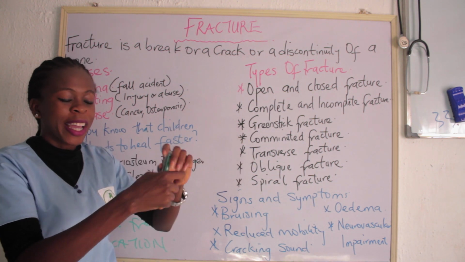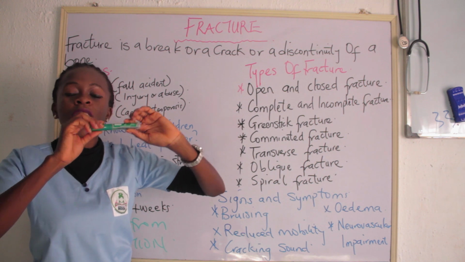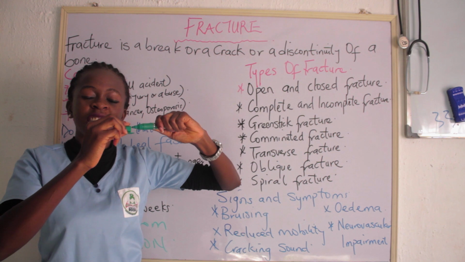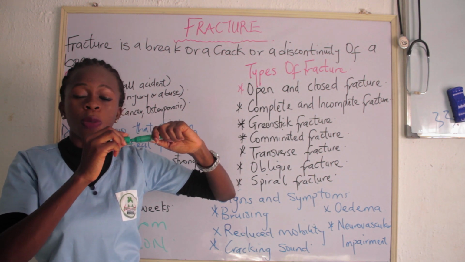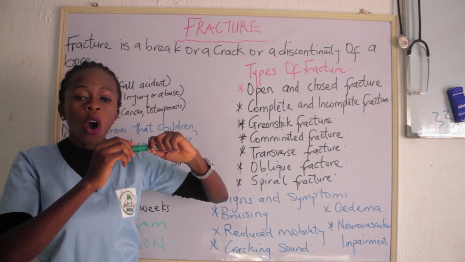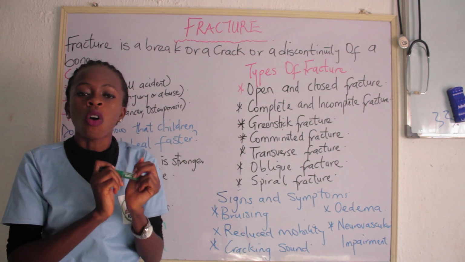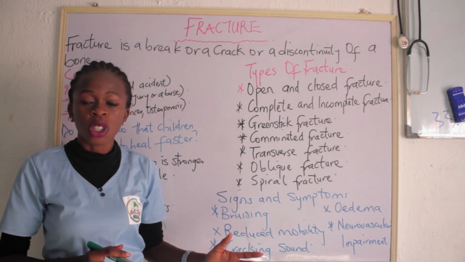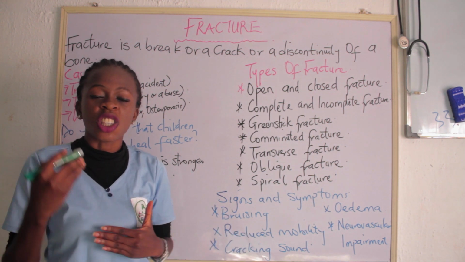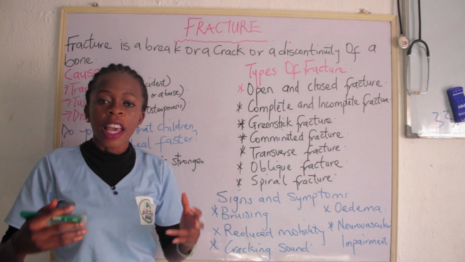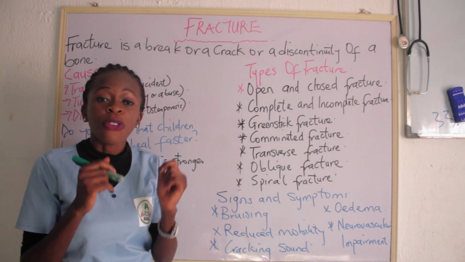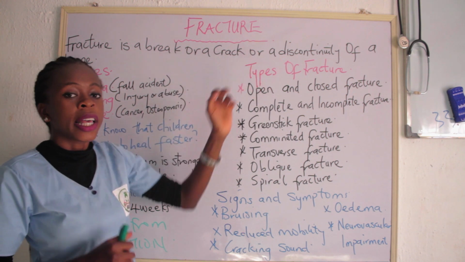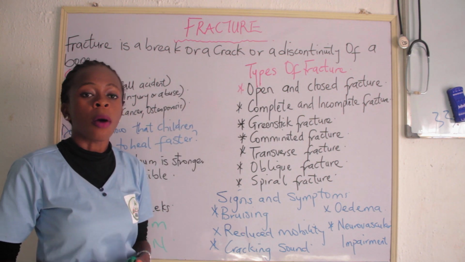It's creating a demarcation. For example, this is a bone. So a fracture is a break. There's a discontinuity of this bone. There's a crack in this bone, or there's a what? Discontinuity of the bone. Fracture is actually different from dislocation. Dislocation is a discontinuity in the joint, a breakage in the joint. But fracture is what? A break or a crack or a discontinuity in a bone.